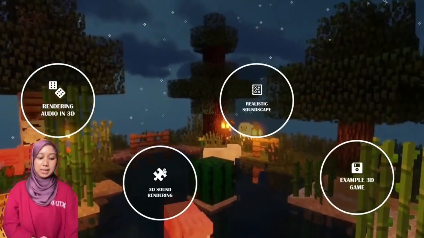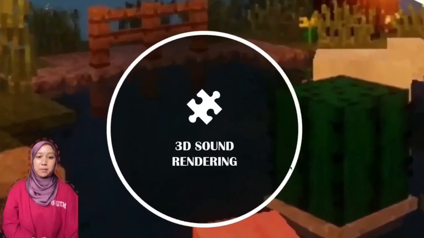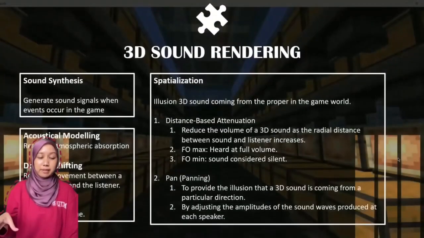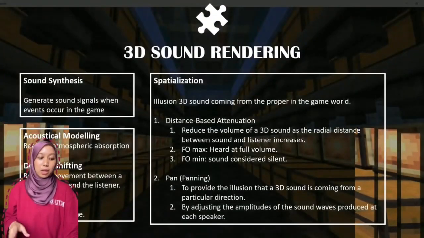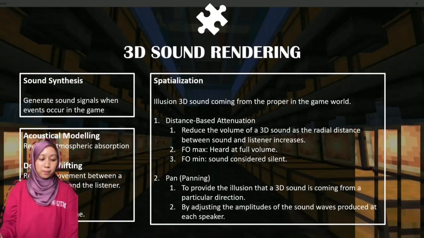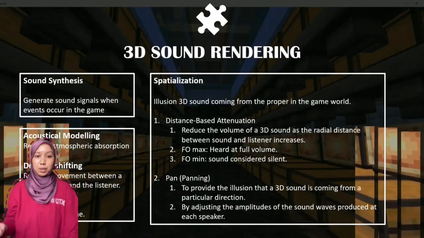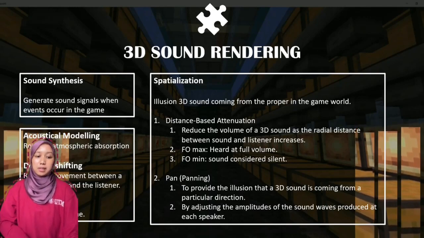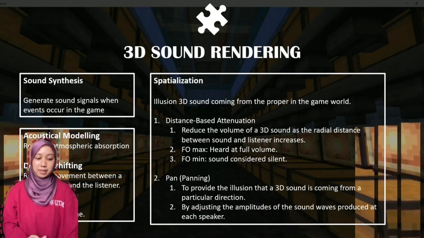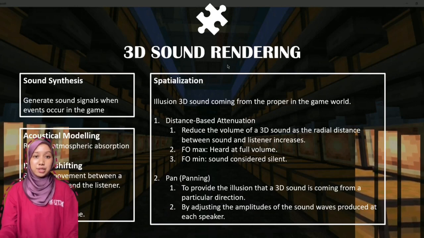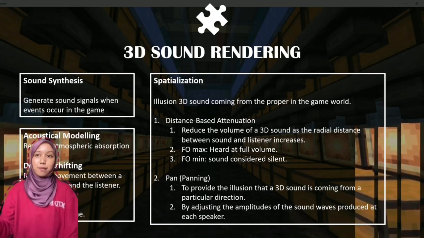Next is 3D sound rendering. Basically, there are 5 types of 3D sound rendering. The first one is sound synthesis, and then we have auditory speaker modeling. Second, we have Doppler shifting. Next is the mixing between 2D and 3D sound. Last but not least is spatialization. Spatialization is the illusion that the 3D sound is coming from the game world.